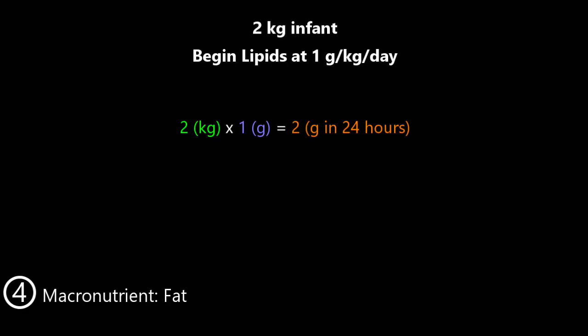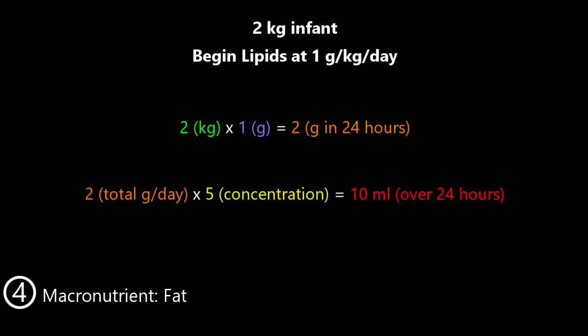So let's give an example. Say you have a 2 kilogram baby and you want to start at 1 gram per kilo per day of lipids. So that's 2 kilograms times 1 gram per kilo per day, so you want to give a total of 2 grams a day of the lipids. So you do 2 times 5 because the concentration of the bag is 5 to 1. So you want to give a total of 10 mLs of lipids in 24 hours.